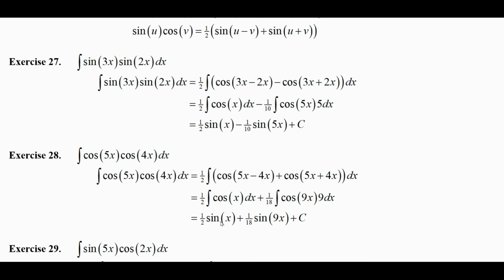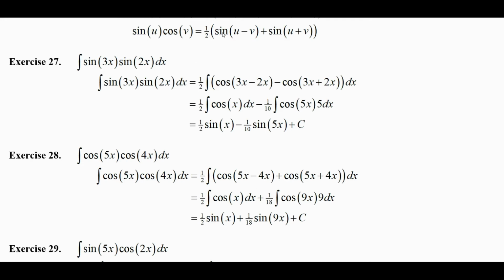The antiderivative of cosine x is sine x. This is cosine u du, where u is 9x and du is 9 dx. So the antiderivative is the sine of u, sine of 9x. So the family of antiderivatives is 1/2 sine of x plus 1/18 sine of 9x plus c.